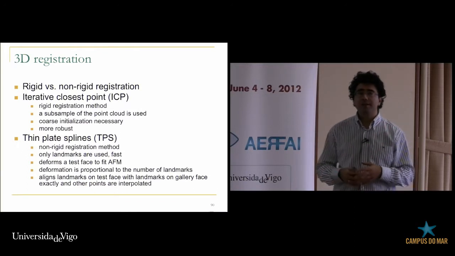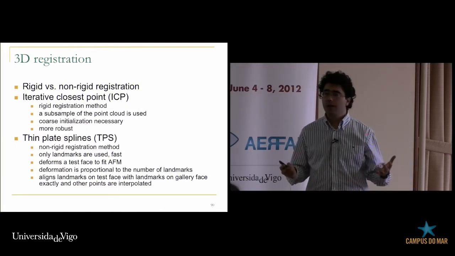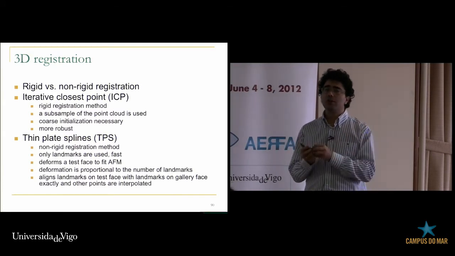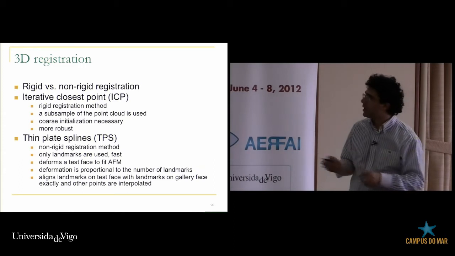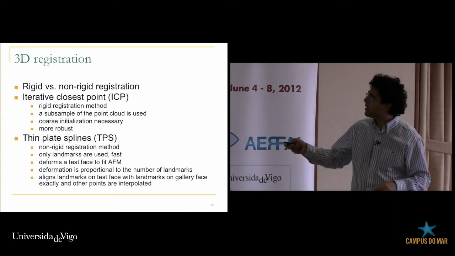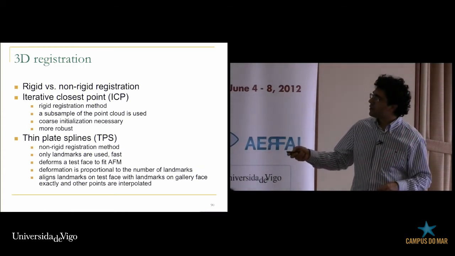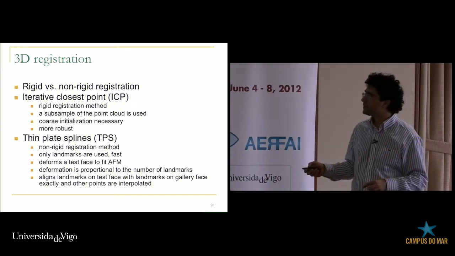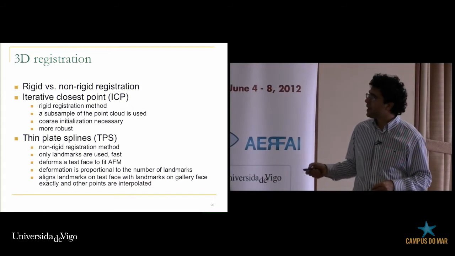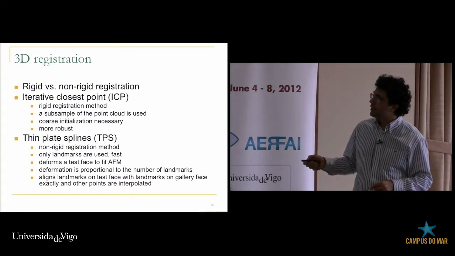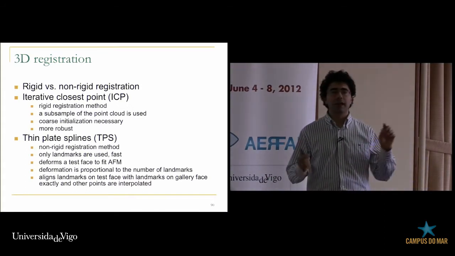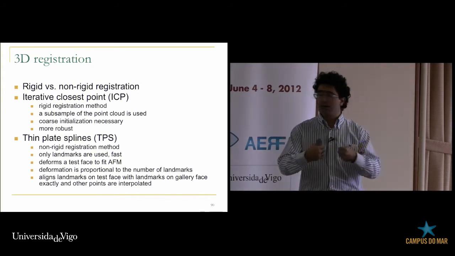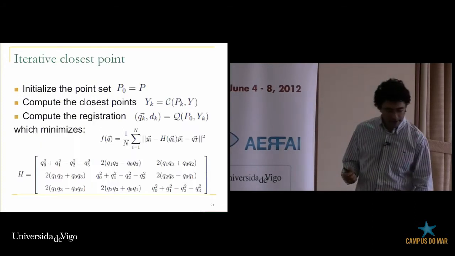You take a point cloud, and for every point on the point cloud, you find the closest match in, I'll give you the details in a minute. First, let me talk about the thin plate splines, which is the non-rigid version, a non-rigid registration. What this one uses is only the landmarks. So it actually transforms the landmarks to their homologues and then deforms the rest.